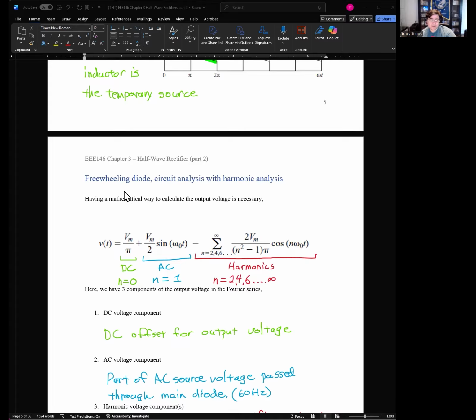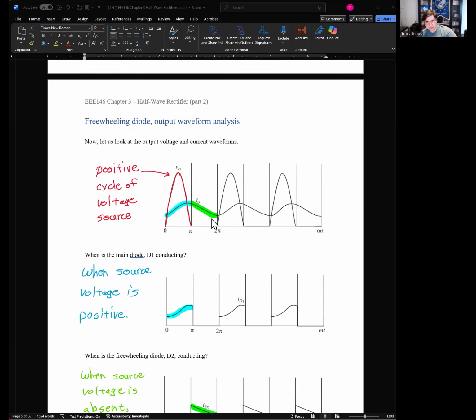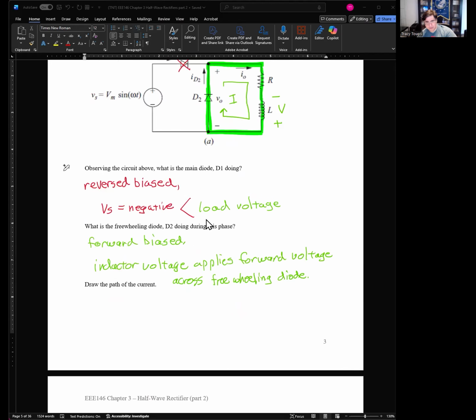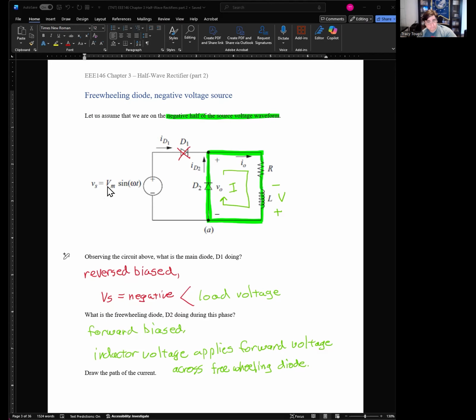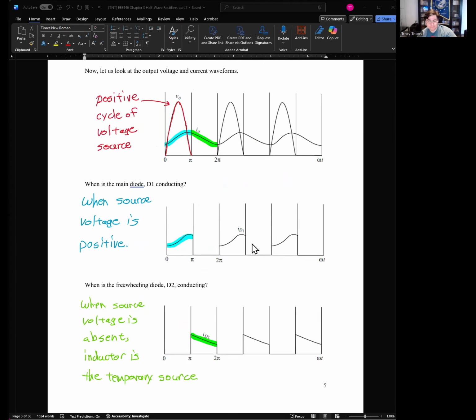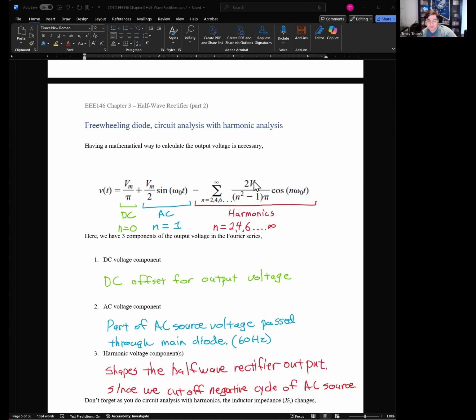And for this particular half-wave rectifier, each harmonic can be calculated as 2 times the maximum source voltage, where Vm is the maximum of the source. If I go all the way back up here, sorry, I know I'm going up a lot, it's this right here, okay? That way you're not getting lost. 2 Vmax divided by n squared minus 1, where n is your harmonic order, times pi times cosine n w1 t.